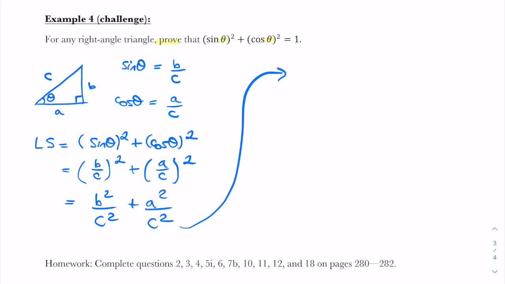Can you simplify this fraction? Well, notice we have a common denominator for free. Let's go ahead and add the numerators. That's going to give us b squared plus a squared all over c squared. And at this point, we can't really simplify this anymore. We're left with b squared plus a squared all divided by c squared, and we somehow have to show that this equals 1.